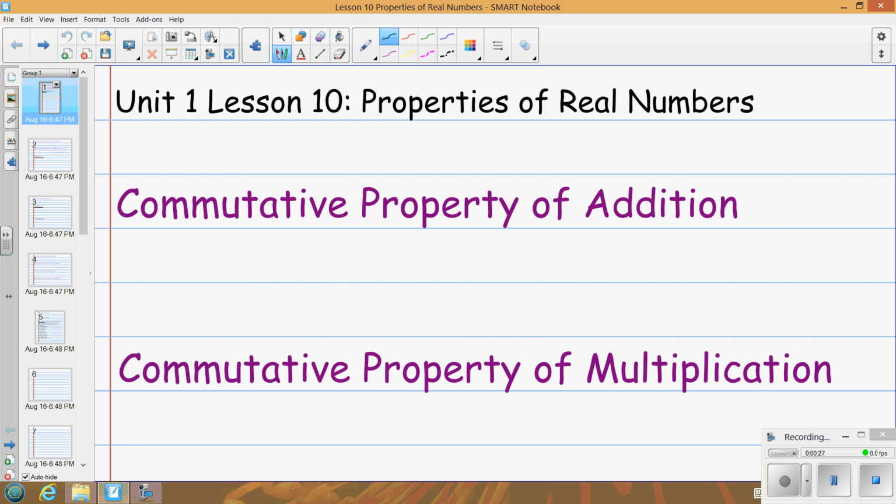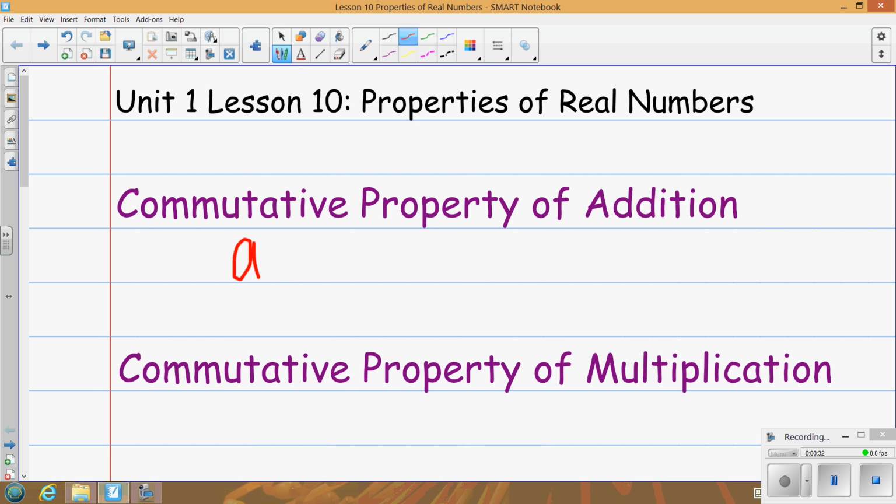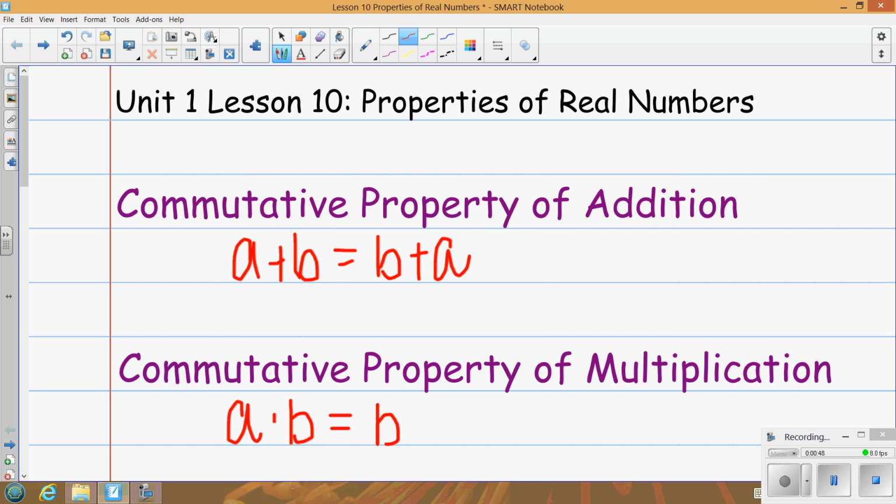So for example, the commutative property of addition would be if I have A plus B, it's the same thing as saying B plus A. So 3 plus 4 is the same thing as 4 plus 3. Commutative property of multiplication, same idea, but we're talking about multiplying. So A times B is the same thing as saying B times A. Again, 3 times 4 would be the same thing as saying 4 times 3. I remember it as the CO, so it stands for change order.